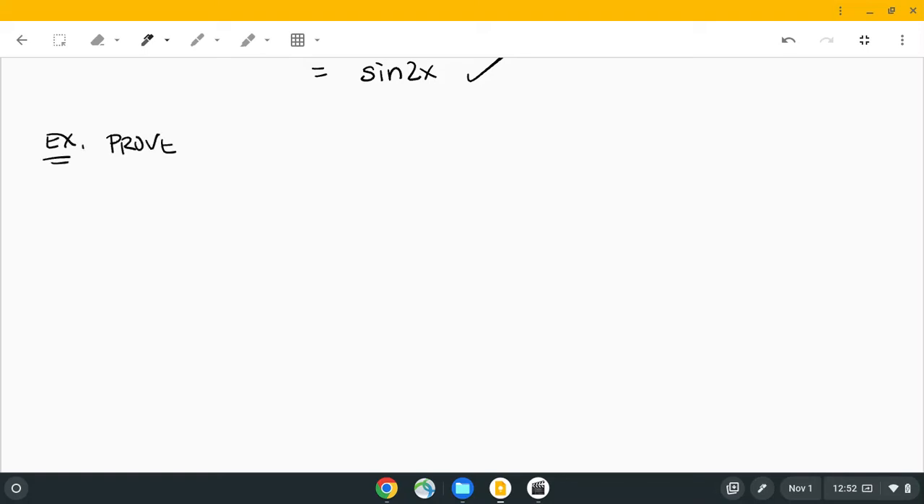Prove cosine 4x equals 8 cosine to the fourth, that's not a 4x, that's to the fourth, that's an exponent, minus 8 cosine squared x plus 1. All right, so the thing about this one is that it actually might be easier to start with cosine 4x instead of starting here.